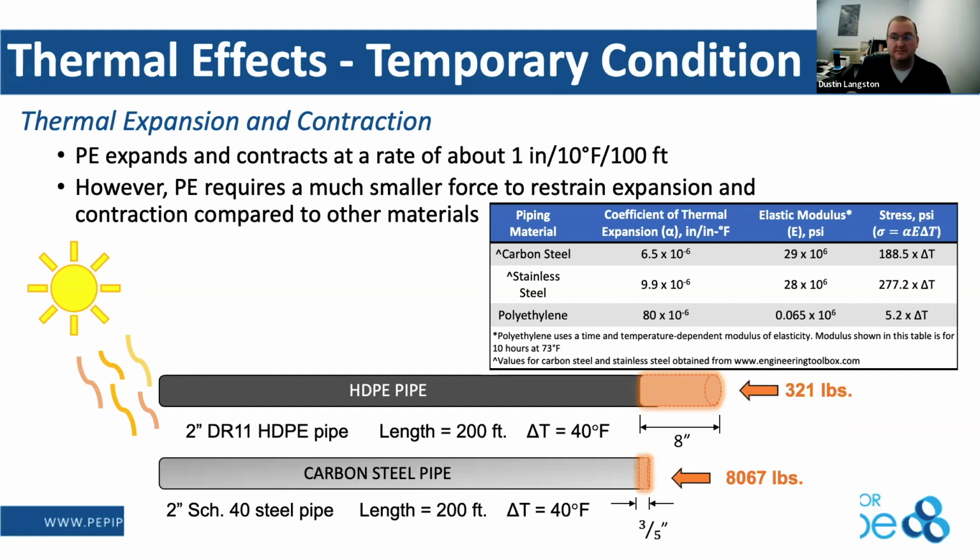Looking at this situation, 2-inch DR11 HDPE pipe, 200 feet of pipe above ground with a 40 degree temperature change, it's going to want to grow or shrink 8 inches. That seems like a lot. Steel under the exact same situation is only 3/5 of an inch of growth or contraction. But the thing to pay attention to here is it only takes 320 pounds of force to actually stop that HDPE pipe from wanting to move. So it's very, very easy to fully restrain versus a steel pipe.